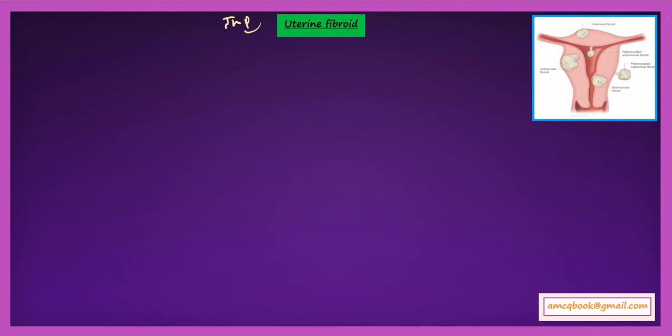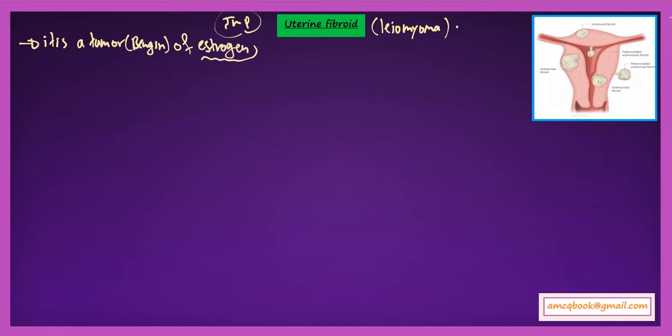Uterine fibroid. It's also called leiomyoma. Well, it's very important in AMC exam. First of all, it's a tumor, it's a benign tumor of estrogen hormone. And the most common area is intramural fibroid. There are multiple areas of the fibroid, but the most common one is intramural fibroid.